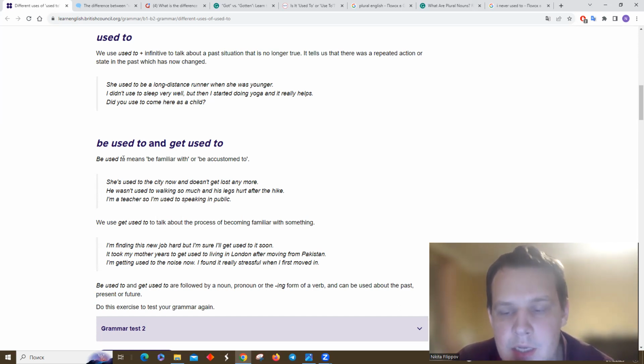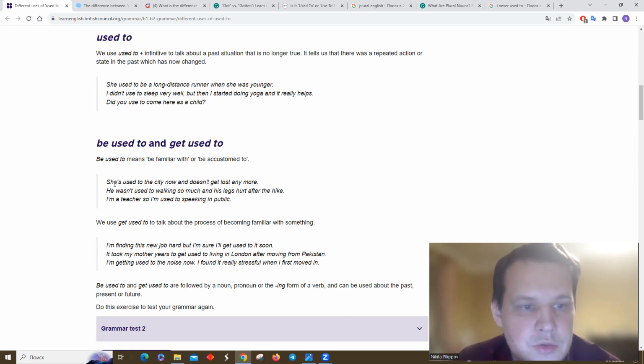And this can be used not only in the past simple, right, in past tense, but also in any tense you want. So you can use "she's used to" now, which means that we are using present simple here, right? Or we can use past simple, like "he wasn't used to." Or maybe you can say, I don't know, "I will be used to," for example. So basically we can use it in any tense you want.